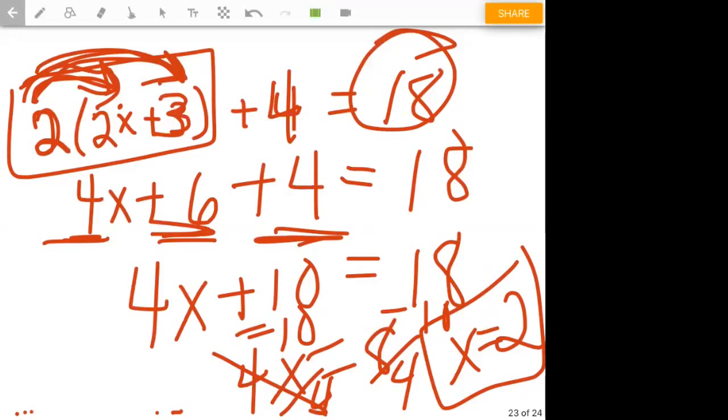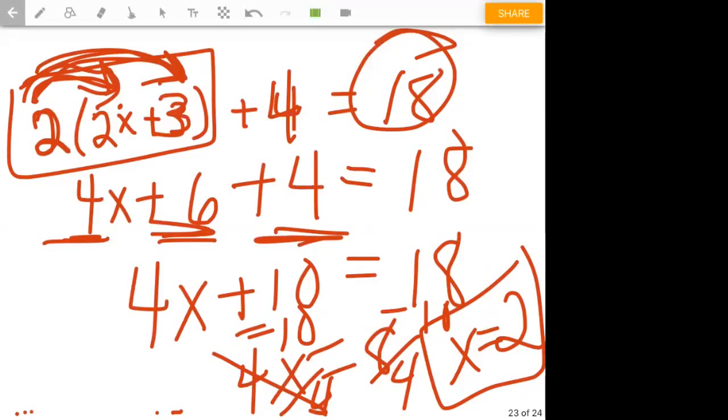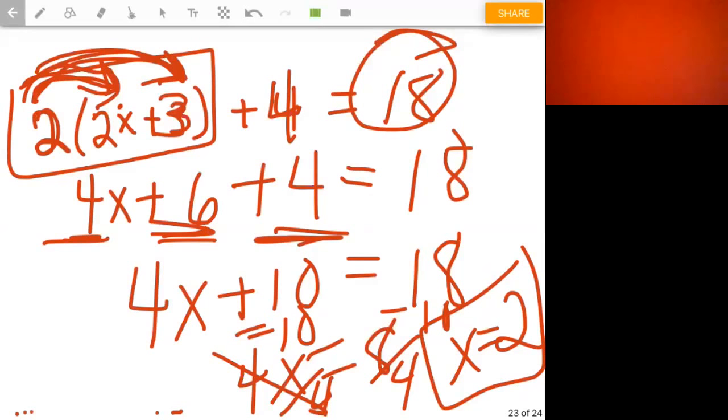Okay, so 4x plus 6 plus 4 equals 18. Yeah, 4x. I said 4 times; I should have said 4x. Okay, so 6 plus 4 equals 10. Yep. So we had to find out what the x represents, with the answer being 18. So 6 plus 4 equals 10.